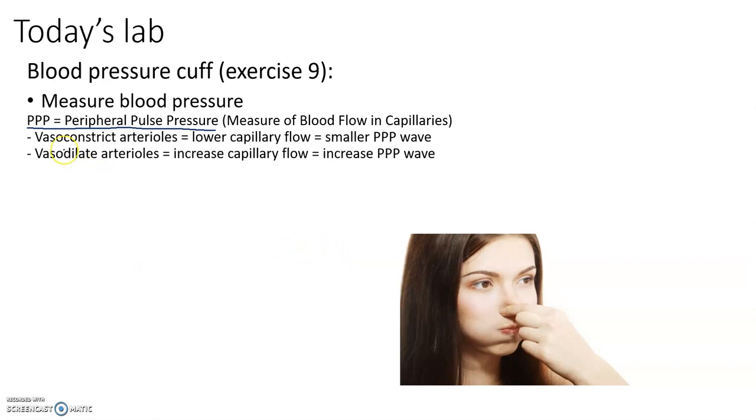And we can assume that if the arterioles are vasoconstricting, then there's less blood getting to the capillaries and the PPP wave is small. But remember, if the arterioles vasoconstrict, then that increases MAP. So with a small PPP wave, we have a larger MAP. And if the arterioles are vasodilating, meaning more blood is getting out of the arteries, then we see more blood getting into the capillaries, and we see an increased PPP wave, but that will correlate to a decrease in MAP. Excuse my awesome handwriting here.